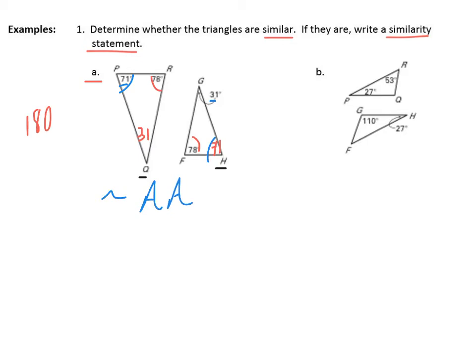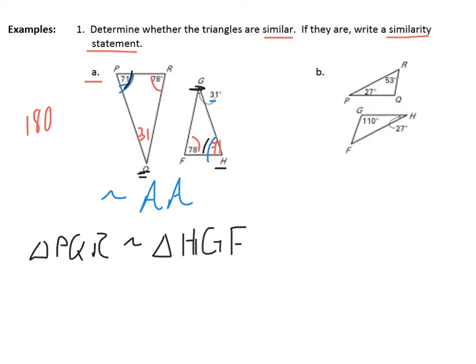Last thing I want to include is that statement. So let's say triangle PQR is similar, and then I want to make sure it matches up. So it looks like P, the 71, goes with H. Next letter I went to was Q. It looks like Q is going to go with G, and then obviously the last would be F.